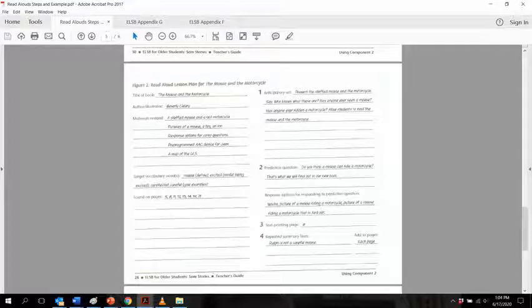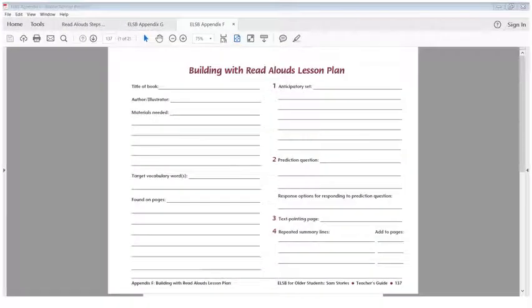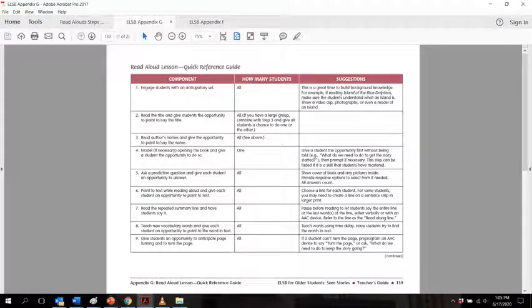Also included is a template that's completed, an example that you can use when you're creating your own lesson. This one is about The Mouse and the Motorcycle. It's at the tail end of the overview of the steps. You'll also have a blank template to work with. You can use this blank document to plan your own story-based lesson, using the story that you select. There's also a quick reference guide for the read aloud lesson, as pictured here.